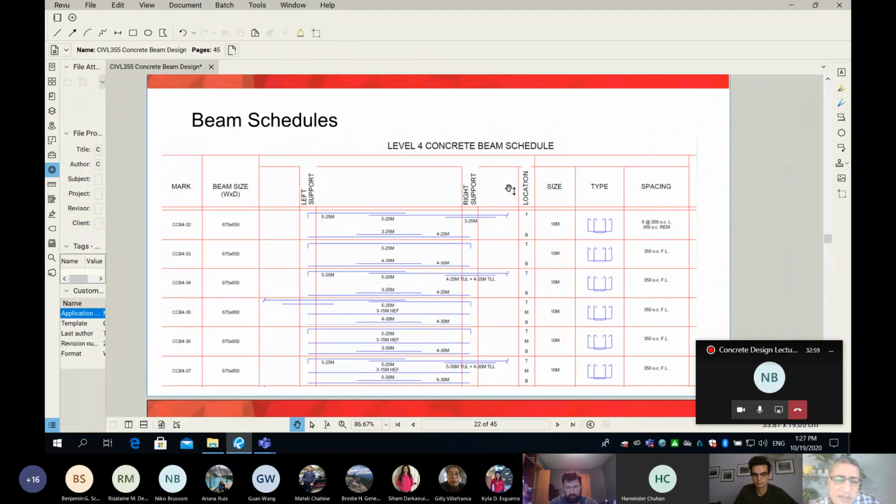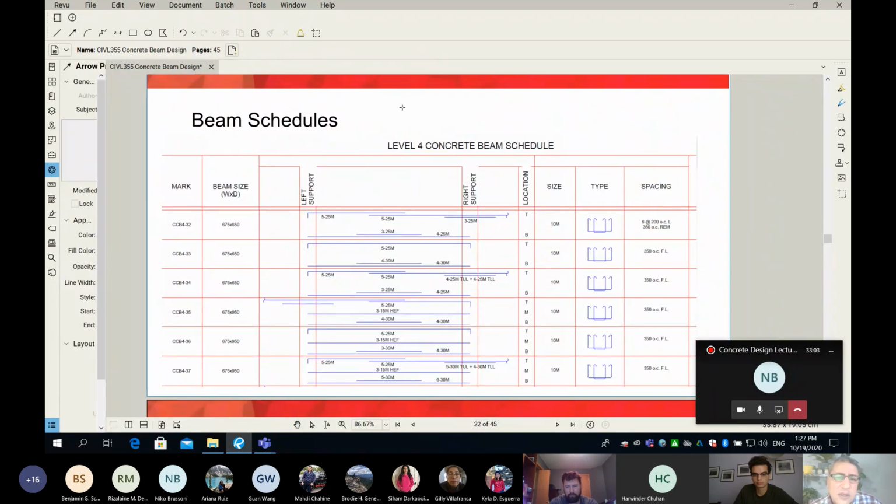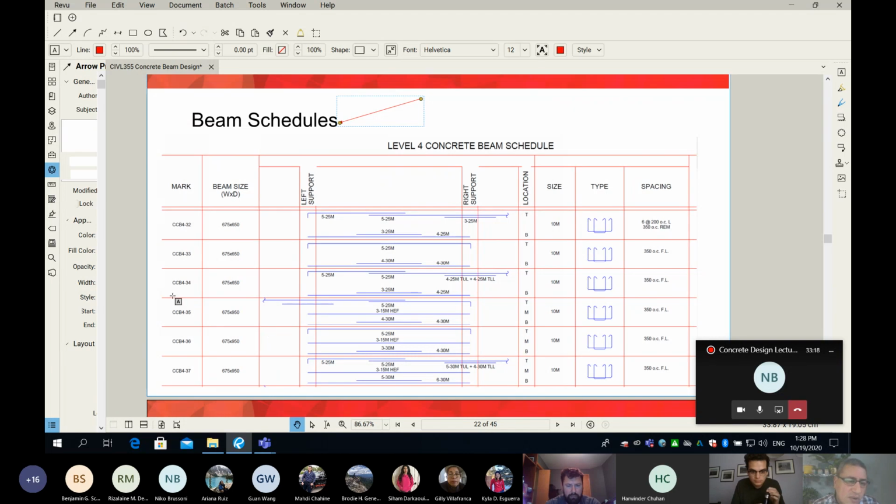On the next slide, this is a little bit of something called the beam schedule. For Aldrich Center, the beam schedule is so big that it comes as a structural drawing. I just take a little bit of it so you get the idea. So where is CCB 4-35? I'm going to box it for you. It's over there.